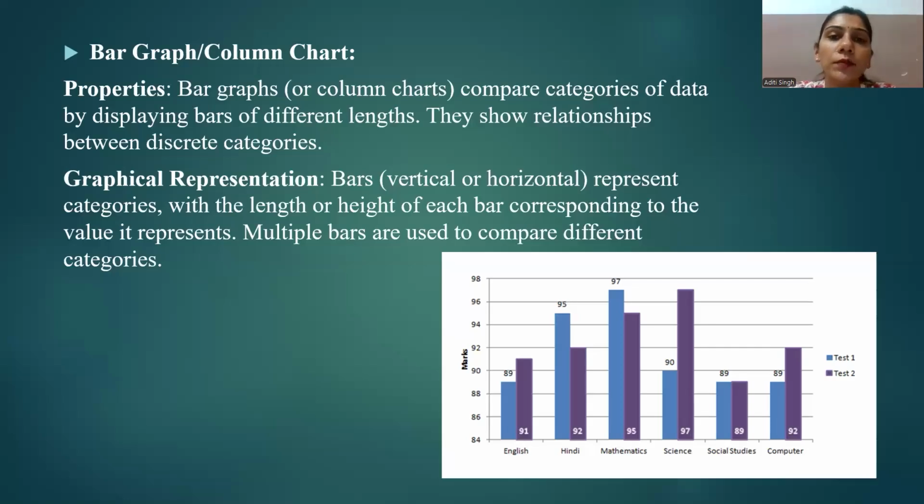So the distance between each bar is the same, as you can see in this picture also. There is an equal distance between each bar. There is a common base also. And the columns in this bar graph are of equal width. So these are the properties of making a bar diagram.